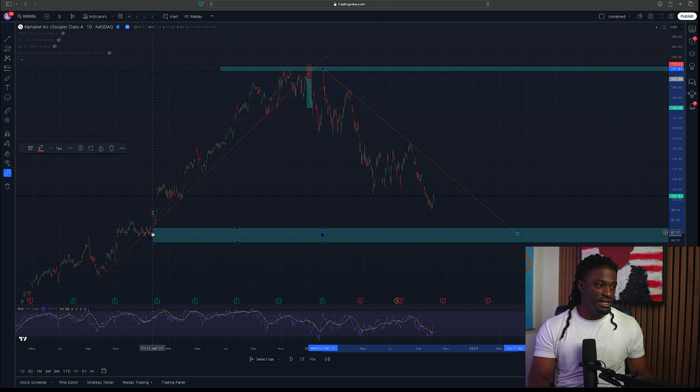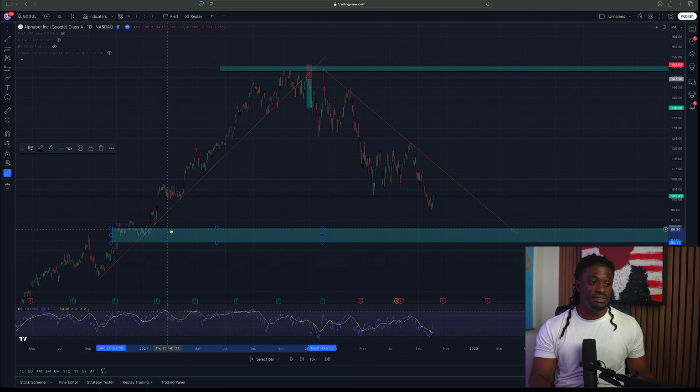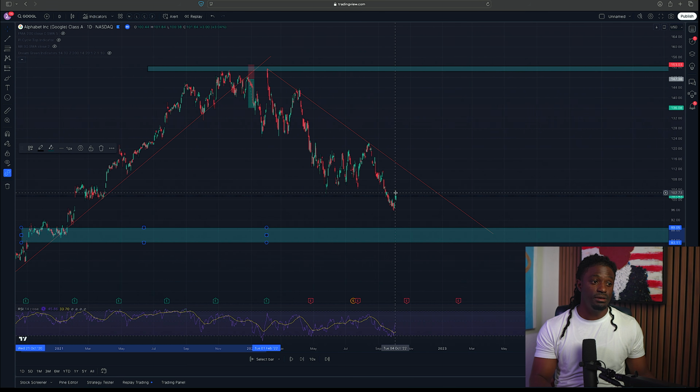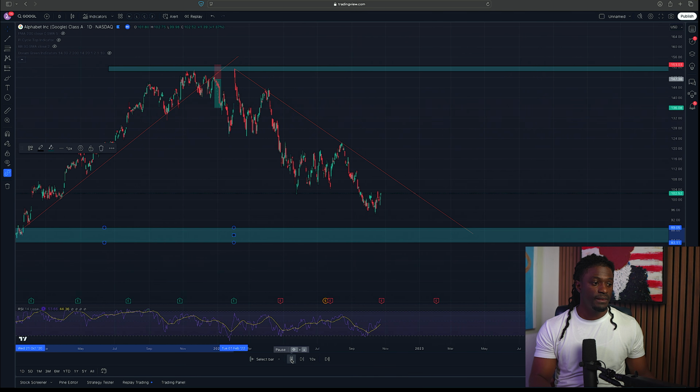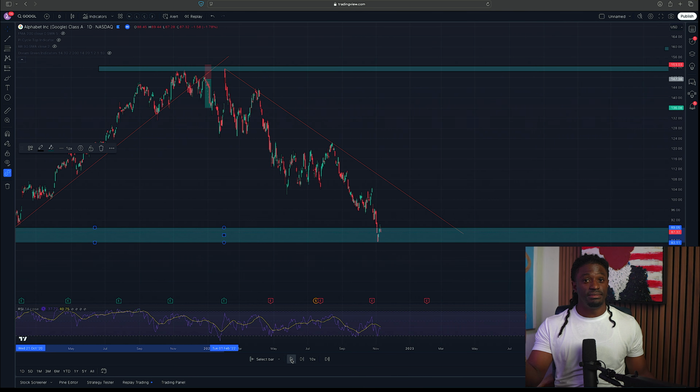zone. I use this as a support zone down here because Google traded sideways for a couple of weeks in the zone right here. So I'm using this as a support zone. So I would take profit either when it breaks this downtrend line, or I would take profit when it comes to this support zone down here. So let's go ahead and hit play right there. And I would take, bam, that's simple.